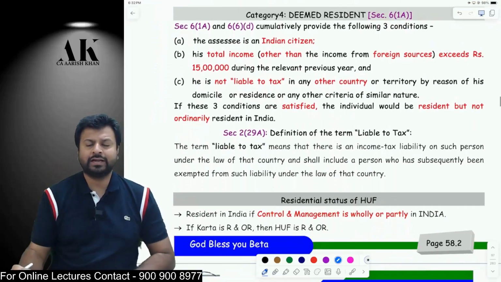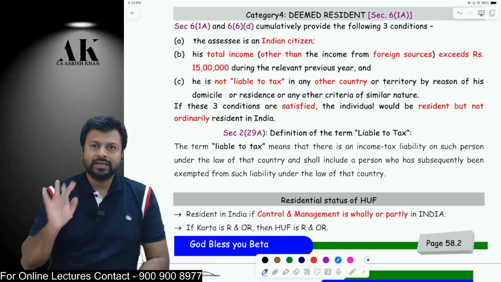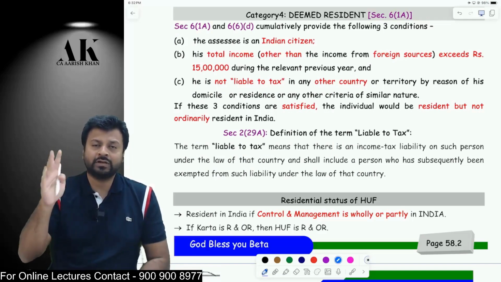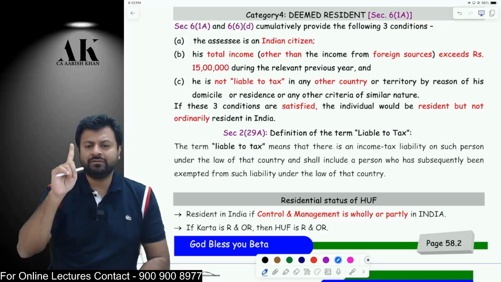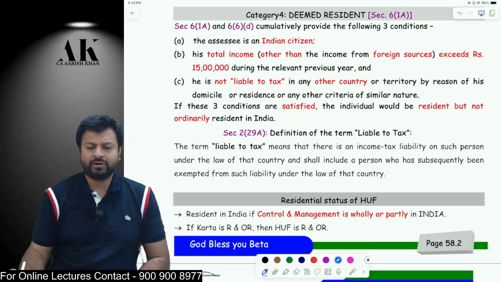And the fourth category is called the deemed resident. In this fourth category, you don't have to stay even for a single day in India. Without staying even for a single day in India, you can be liable for tax in India, and you can be called a deemed resident.